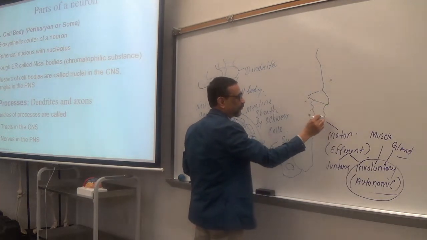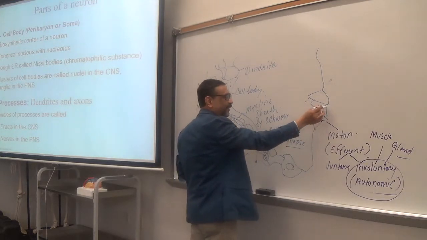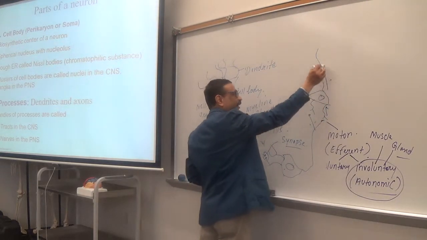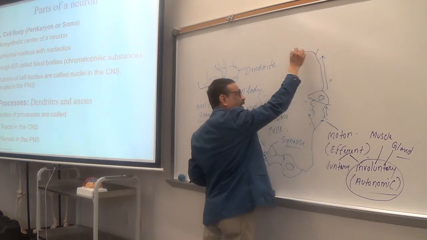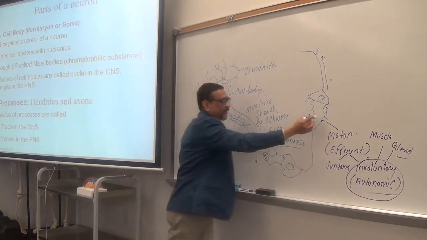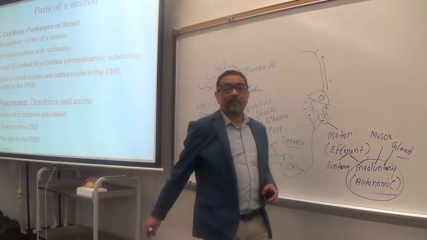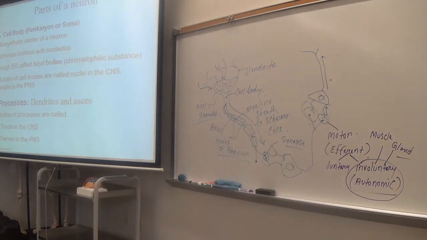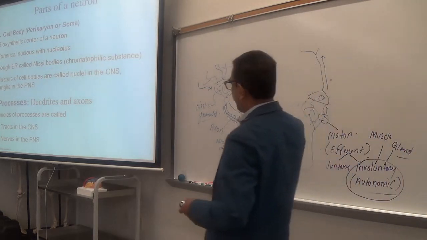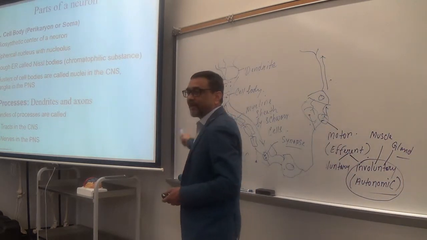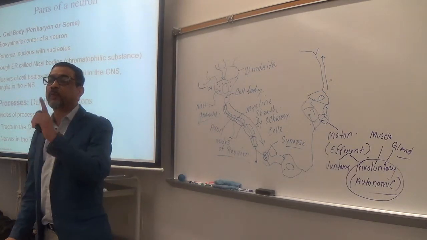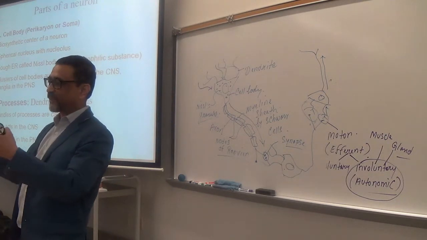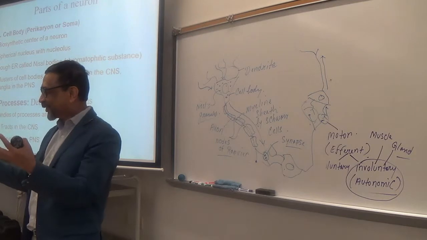Dendrites receive the signal, take the signal into the cell body, and the cell body sends the signal out. Okay? So another synapse. We have hundreds of billions of synapses in the brain. Each neuron can make 1,000 to 10,000 synapses.